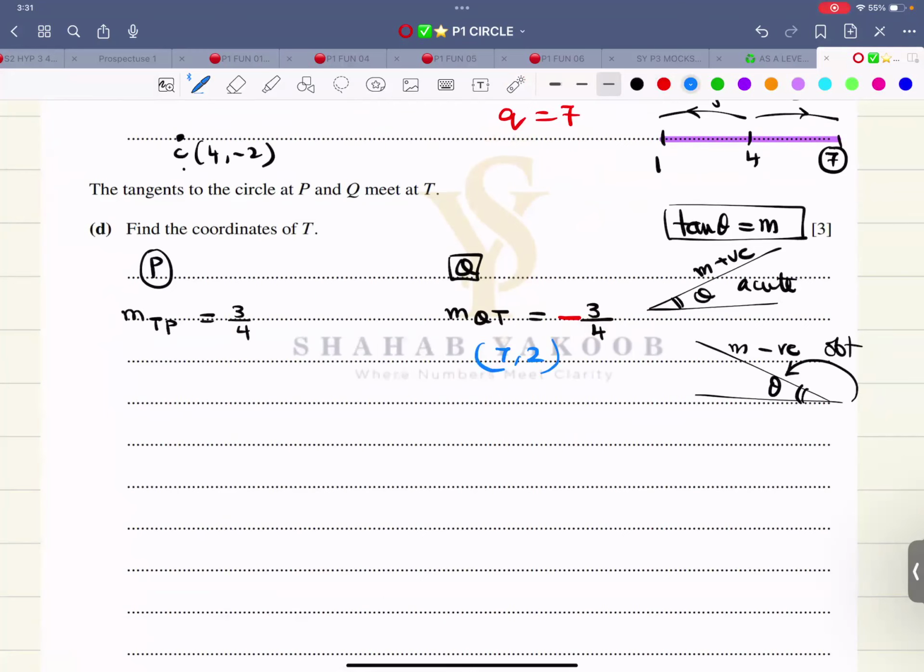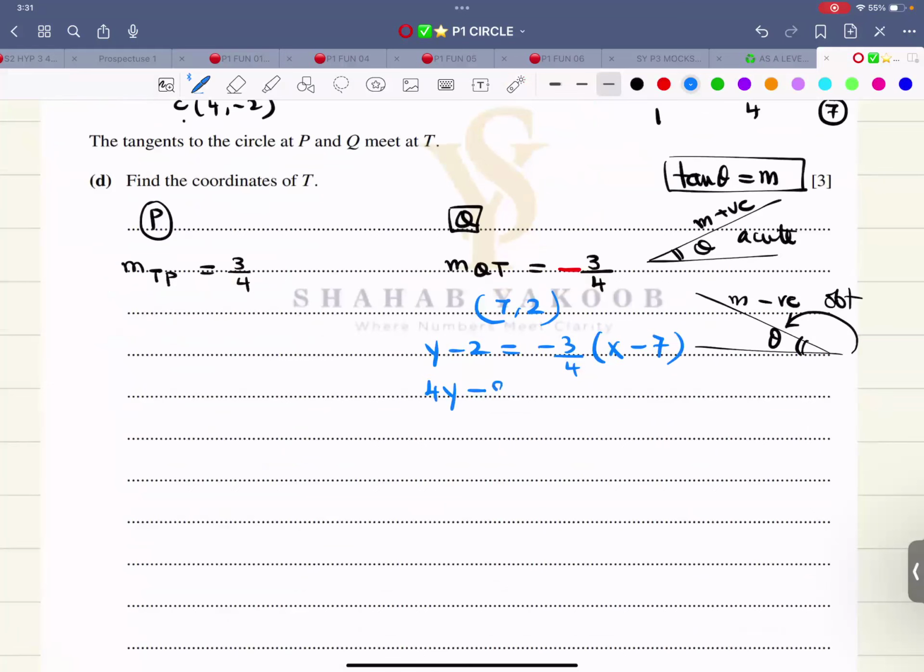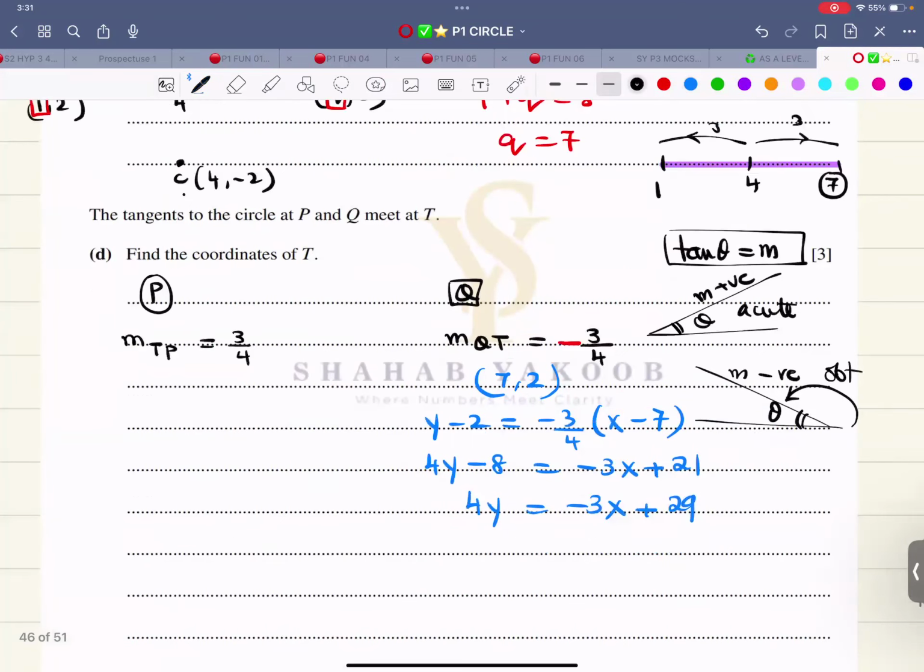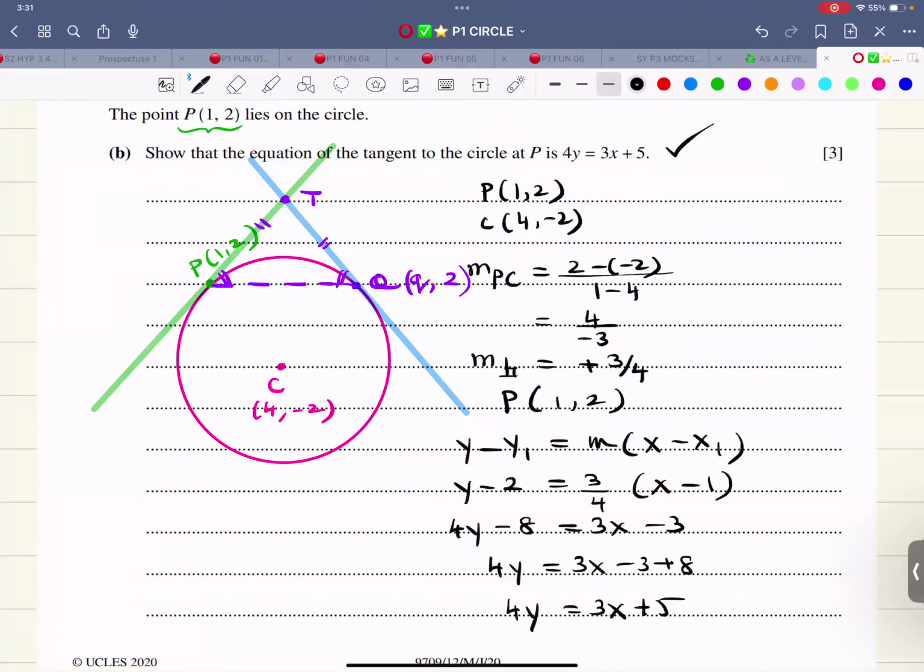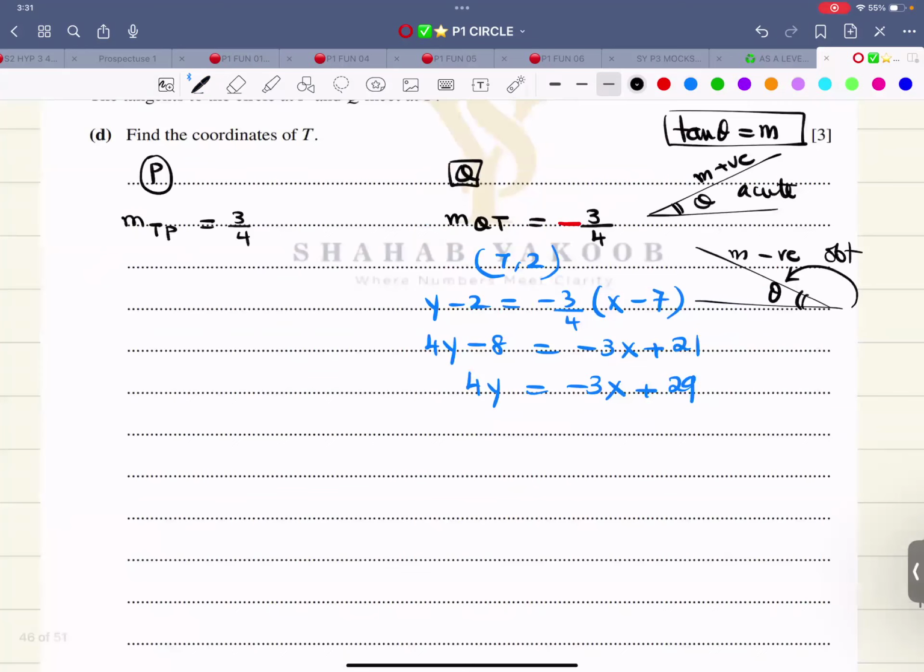Therefore, the equation of this tangent is y minus 2 equals negative 3/4 (x minus 7). So 2 is already used. This is 7. So therefore, 4y minus 8 equals minus 3x plus 21. 4y equals minus 3x plus 21 plus 8, that is plus 29. This is equation of QT. And what was the equation of this one? 4y is 3x plus 5. So 4y equals 3x plus 5. This is equation of TP.